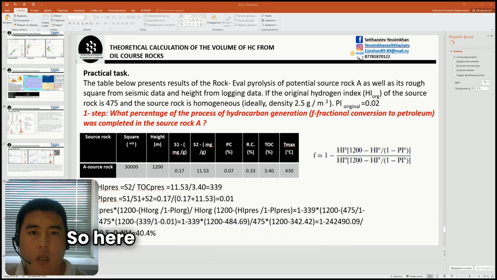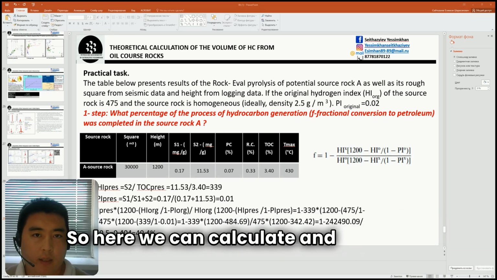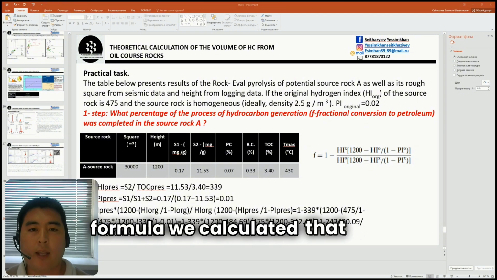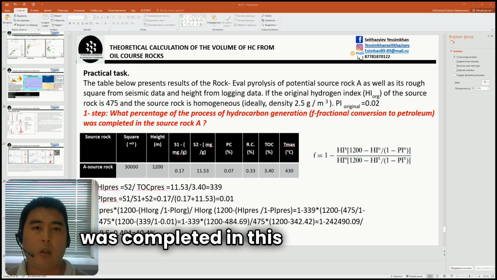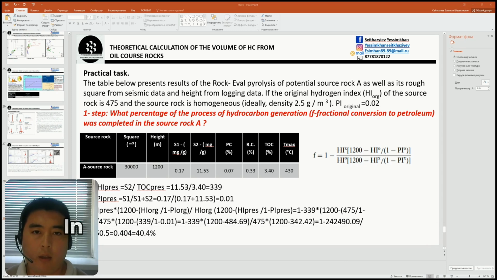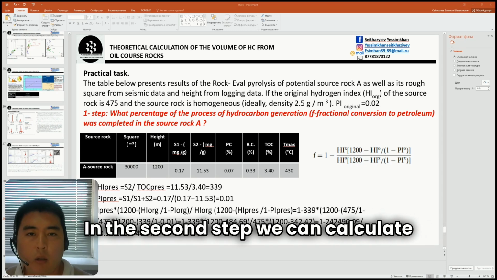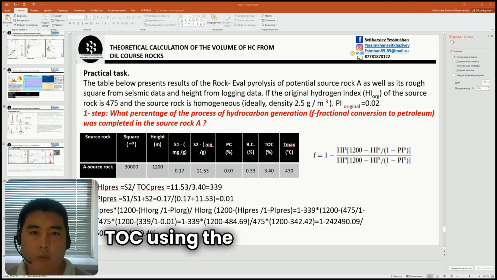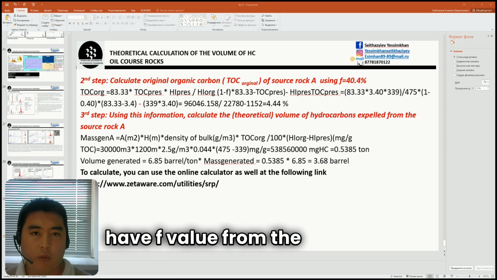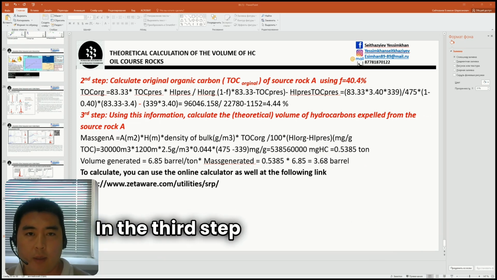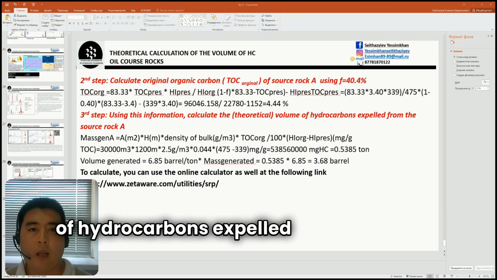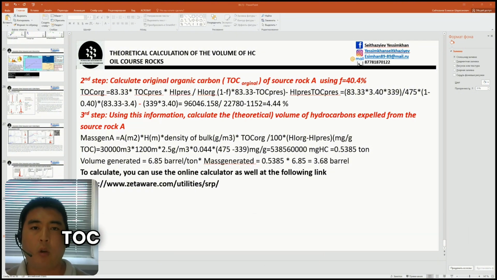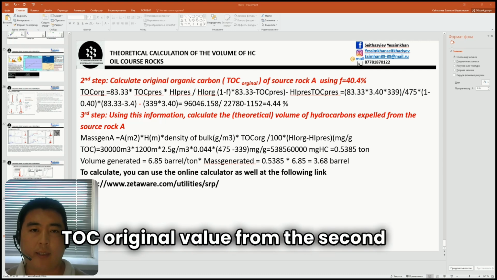So here we can calculate, using this formula, that 40% of the generation process was completed in this source rock A. In the second step, we can calculate the original TOC using the formula and F, and we have the F value from the first step. In the third step, we can calculate the theoretical volume of hydrocarbons expelled from the source rock using the original TOC value from the second step.